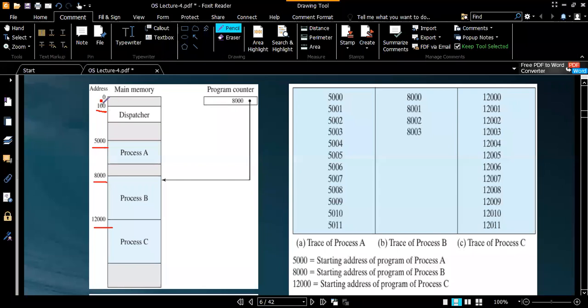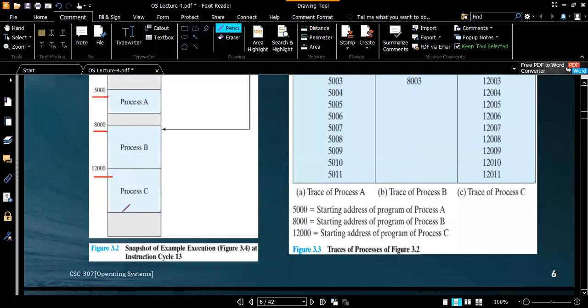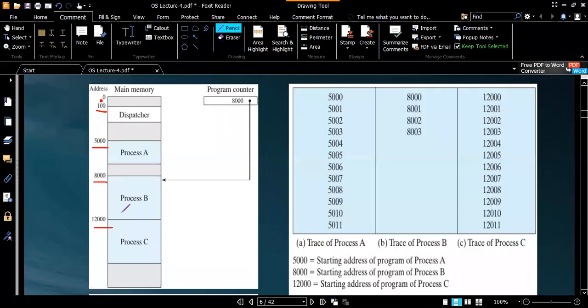So in the 100 address, the memory location 100, we have the dispatcher program. In memory location 5,000, we have process A. In memory location 8,000, we have process B. Memory location 12,000, we have process C. So these are all the memory allocations of different processes in a computer memory.